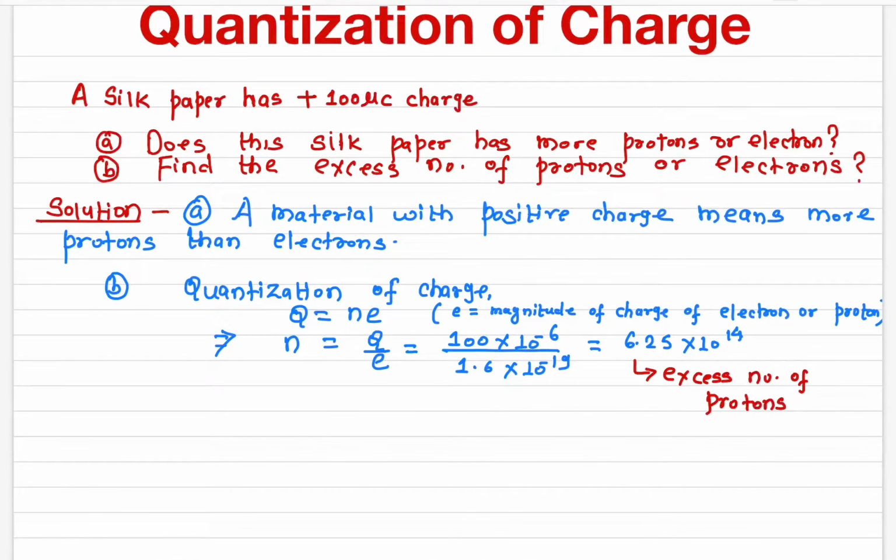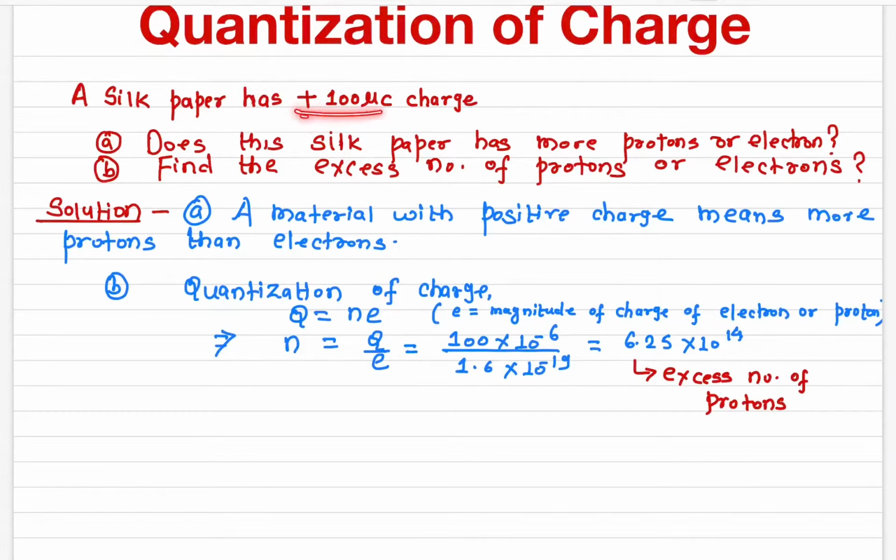I already have made videos on the quantization of charge, so please watch the other videos if you want to know more about it. In this problem, we're going to solve for the number of protons or electrons a charged object may have. So in this problem, we have a silk paper that has 100 microcoulomb charge.